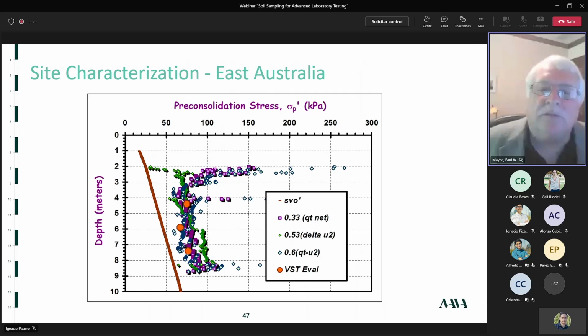And the vane shear agrees with the piezocone. It's a lightly overconsolidated soil. See that we have 3 orange dots that more or less agree with the 1/3 Q net or 53% of delta U. And they're suggesting that this is a lightly overconsolidated clay. And so I think that's where we left it when I finished my month as a visiting senior consultant with Coffey and Partners.